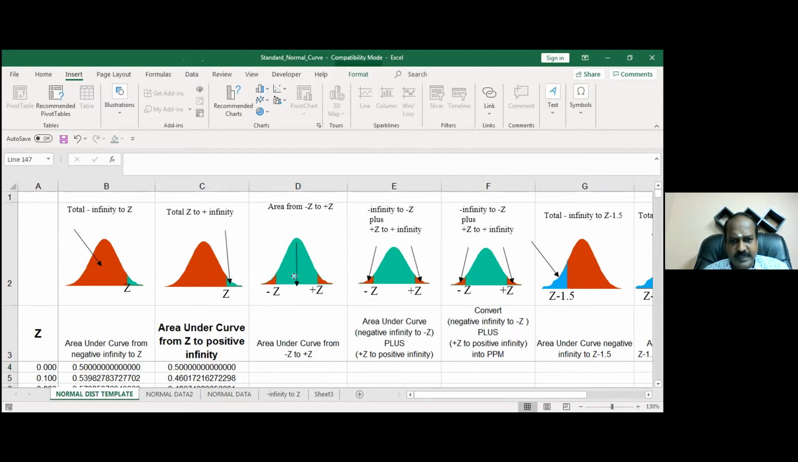Now I place this center line here. Now what is it that I want to know? I want to know the green color area. Am I right? Yes.